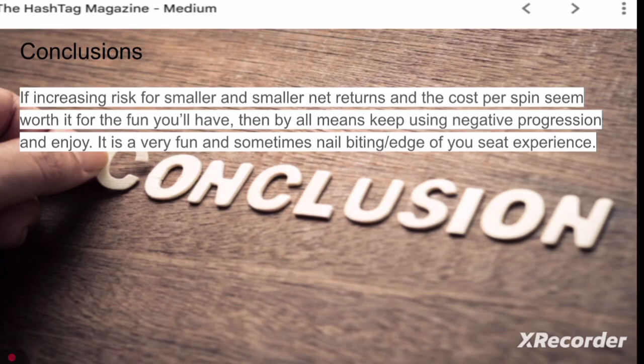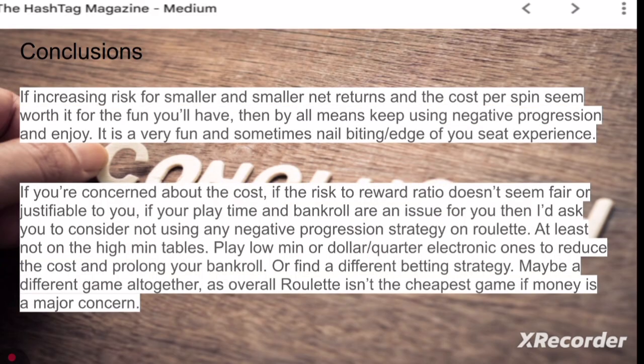It's very exciting. You're at the edge of your seat when you're at your last bullet, just hoping it wins. And when it does, you're more relieved than you are excited because you had put so much money at risk. But still, it's really exciting for sure. If you tend to be somebody that's concerned with cost, if the risk to reward ratio doesn't seem quite fair or justifiable to you, if your playtime and your bankroll are an issue for you, I'd consider you not using a negative progression strategy for roulette.